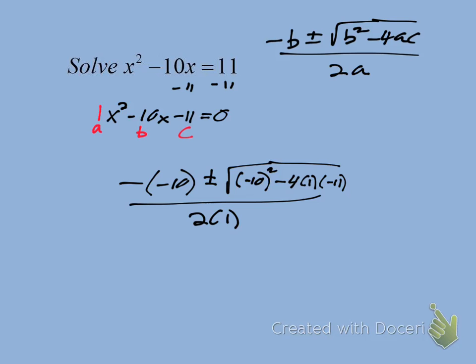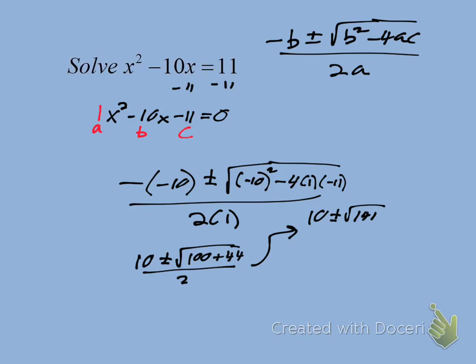Then you go through and clean it up now. Minus a negative 10 becomes plus 10, plus or minus the square root. Negative 10 squared is 100, minus 4 times 1 times negative 11 becomes plus 44. 2 times 1 is 2. So it becomes 10 plus or minus the square root of 144, all over 2.